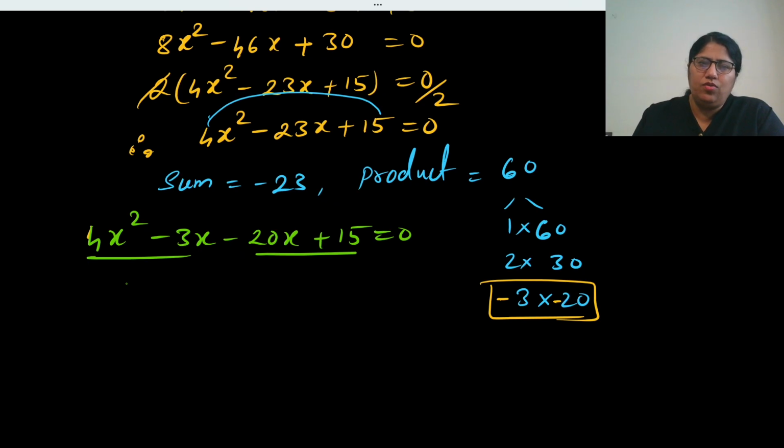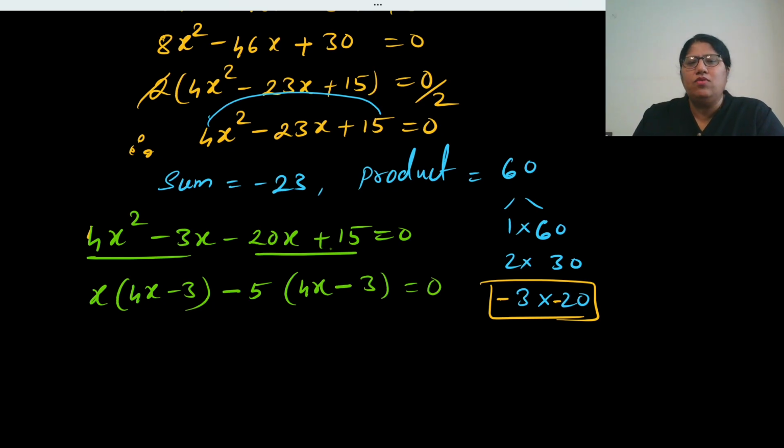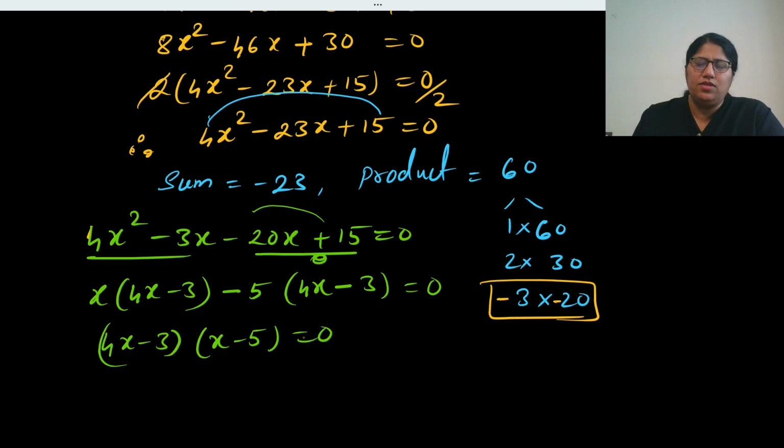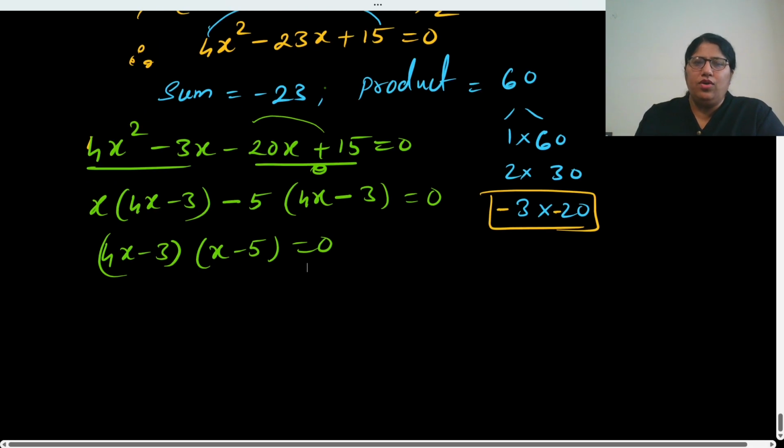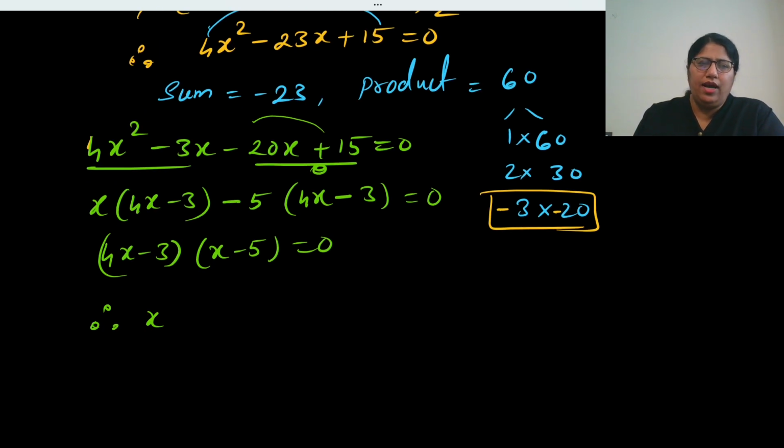Then you can do grouping here. x is common, 4x minus 3; minus 5 is common, 4x minus 3, because I took the minus sign outside, this positive will become negative. So what is the factorized form? 4x minus 3 times x minus 5 equals 0. So what are the two solutions? Therefore x is 5 or 3 by 4.